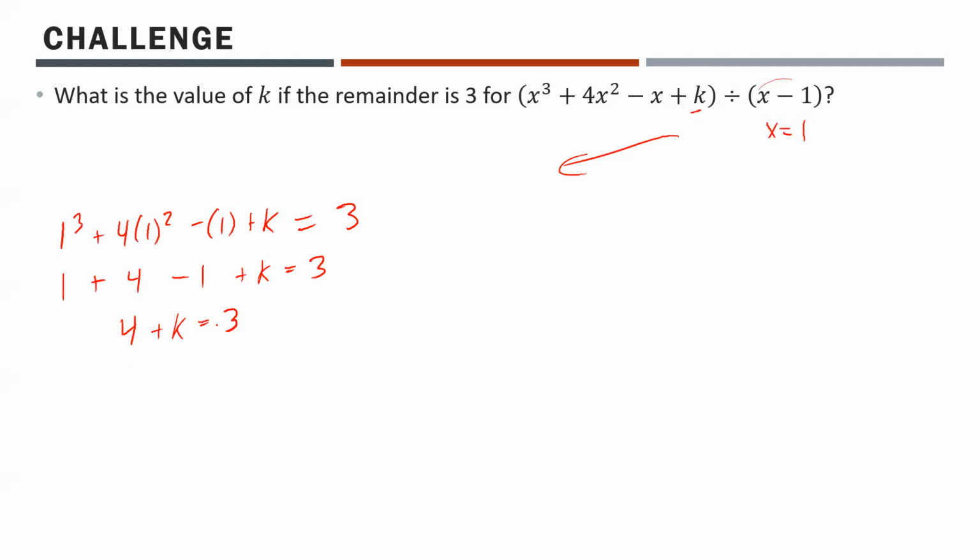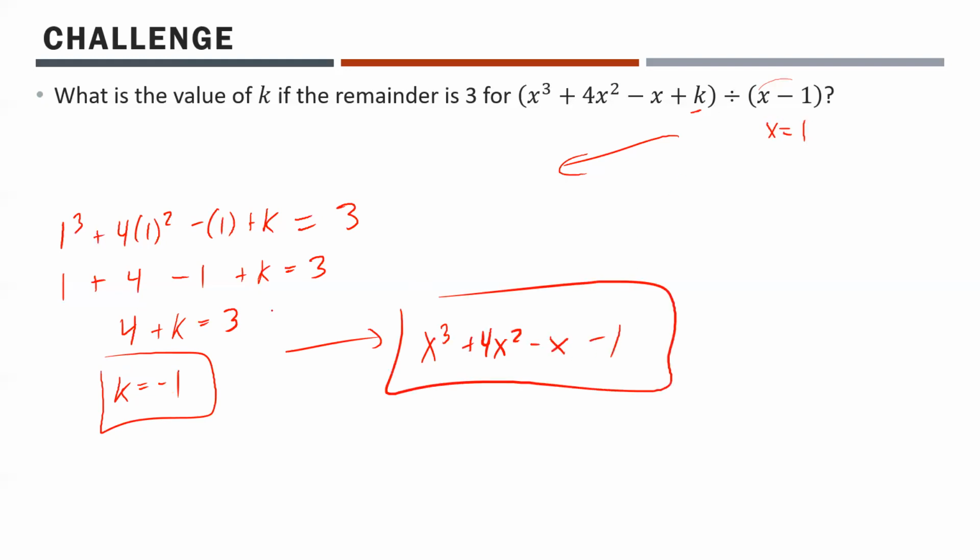We're almost there. We can solve for k now. Minus 4 on both sides, and we have k equals negative 1. So the true polynomial is x cubed plus 4x squared minus x, and then plus negative 1, or in other words, minus 1. Perfect. Awesome. All right, almost done.